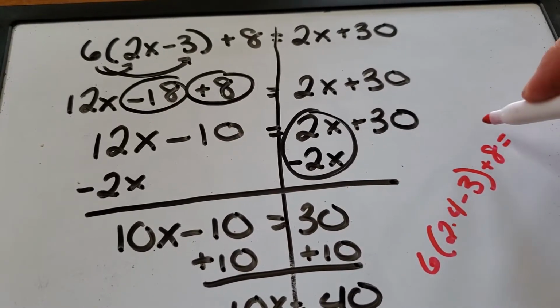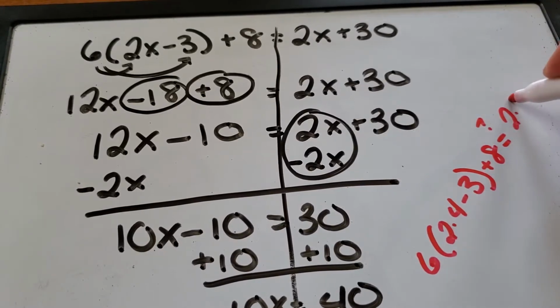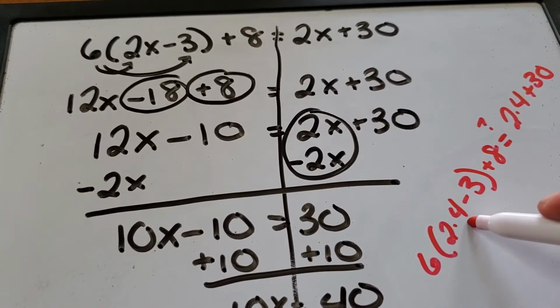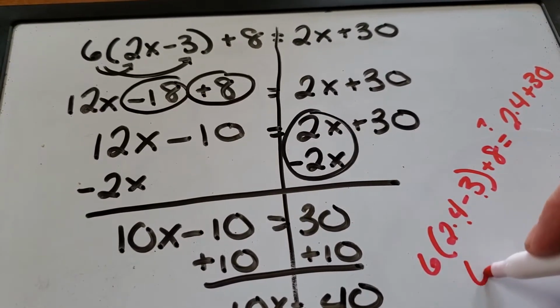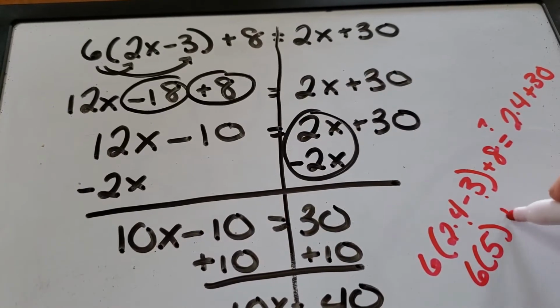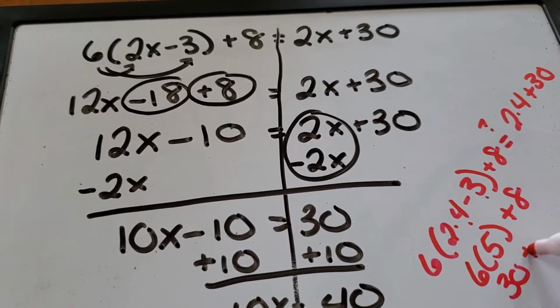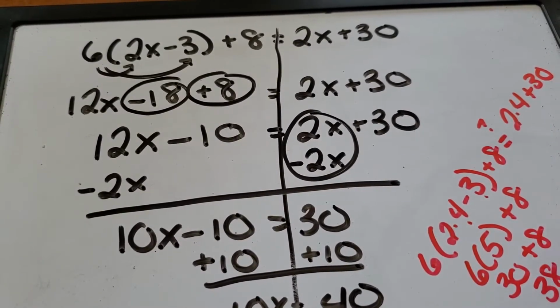Does that really equal the same as 2 times 4 plus 30? Well, let's do the parentheses first over here. 2 times 4 is 8. 8 minus 3 is 5. So this is really 6 times 5 plus 8. Well, 6 times 5 is 30. 30 plus 8 is 38.